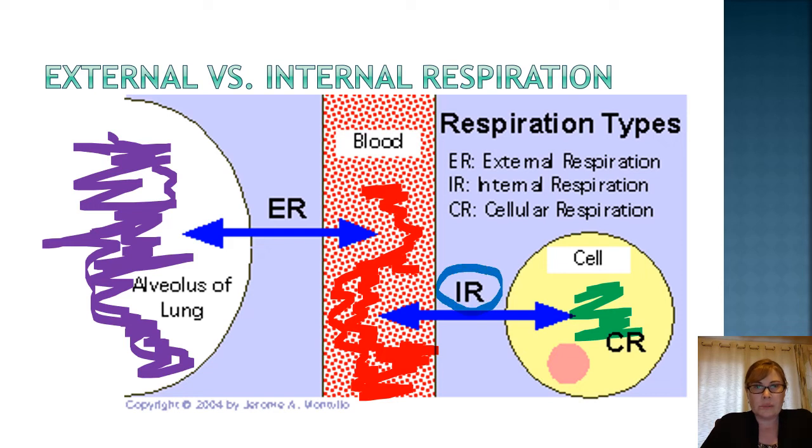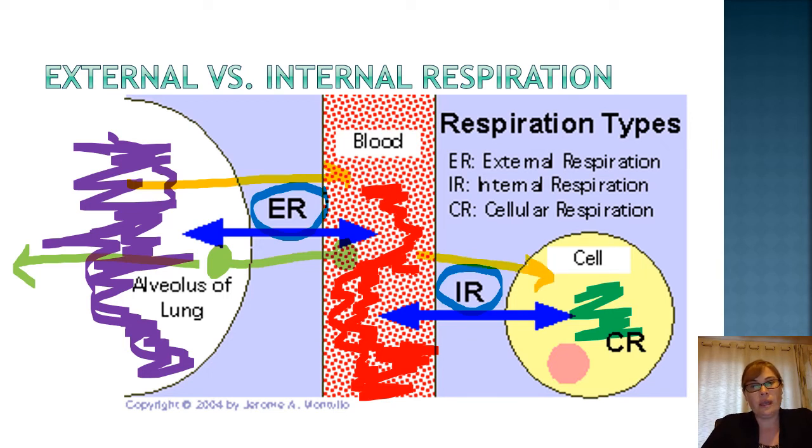IR and ER refer to internal respiration and external respiration. In this left-hand picture, carbon dioxide is coming from the bloodstream and being forced into the alveolus of the lung through diffusion, and then from there it's breathed out of the body. So this is external respiration. What's coming in is oxygen. Then in internal respiration, oxygen is unloading into the cell and carbon dioxide is being dropped off.